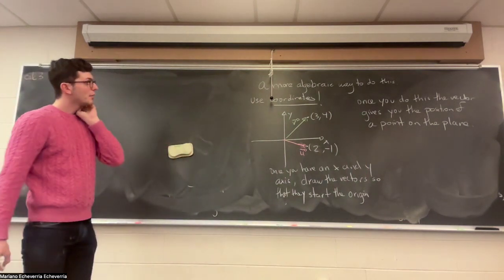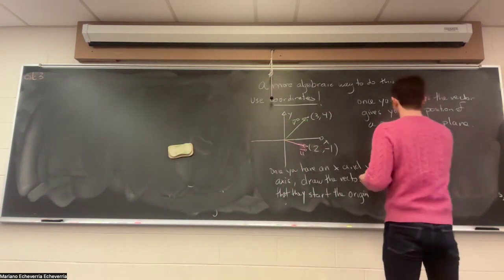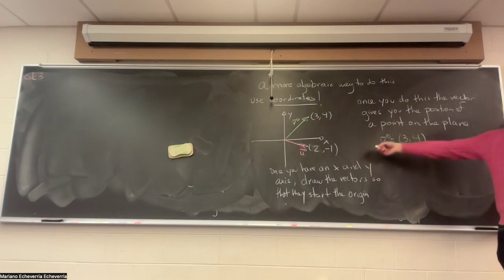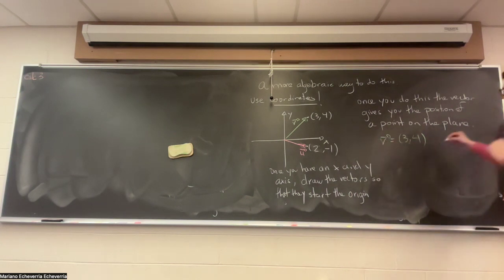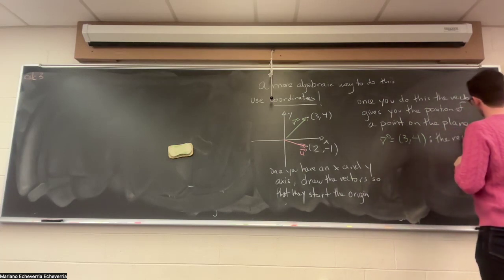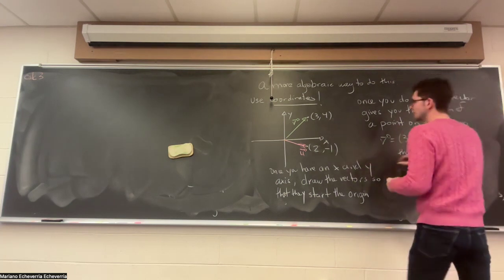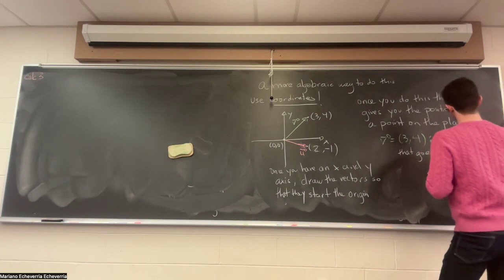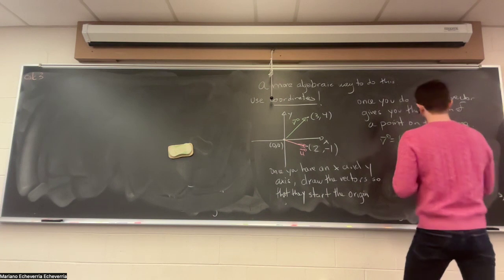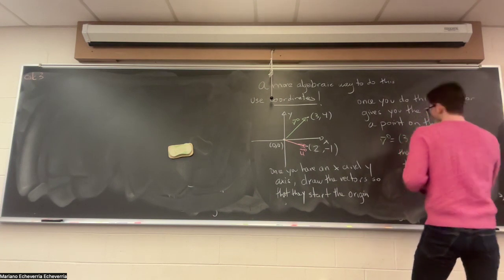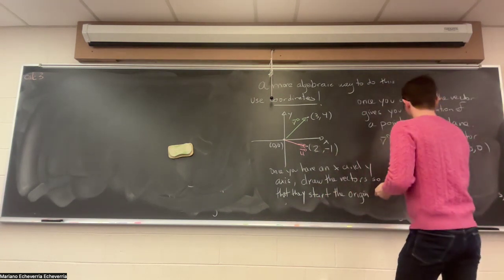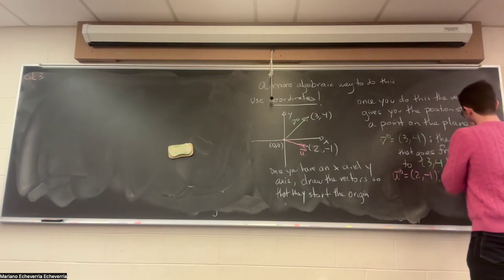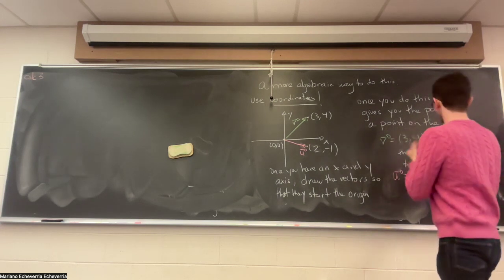Okay, so if I write something like this, what do I mean? I mean the vector that starts at the origin and terminates at the point 3, 4. This is the vector that starts at 0, 0. So here's the origin, right? It goes from 0, 0 to 3, 4. And if I write something like U equals 2, -1, by that I mean the vector that goes from 0, 0 to 2, -1.